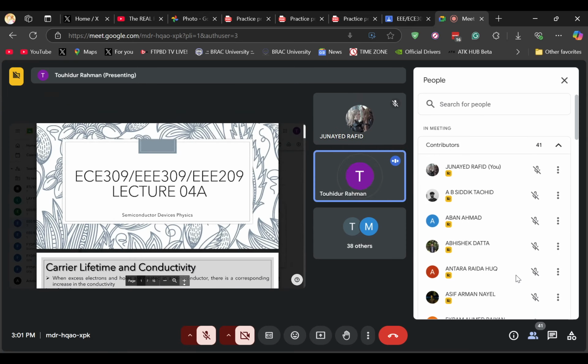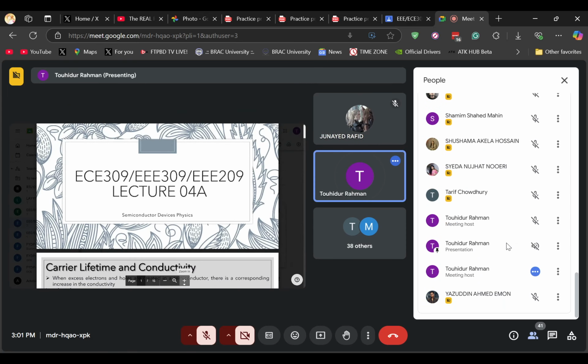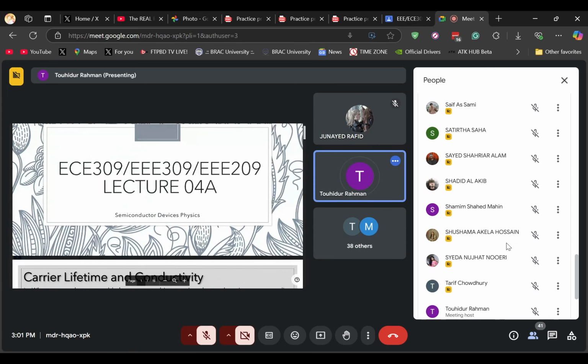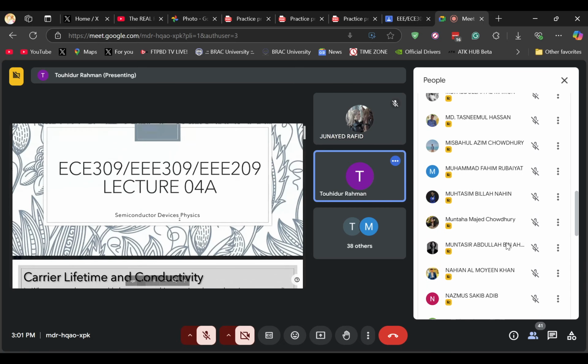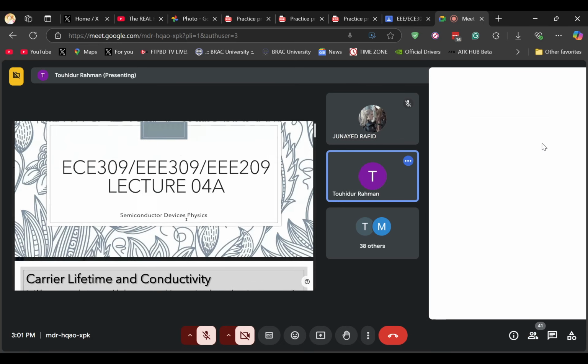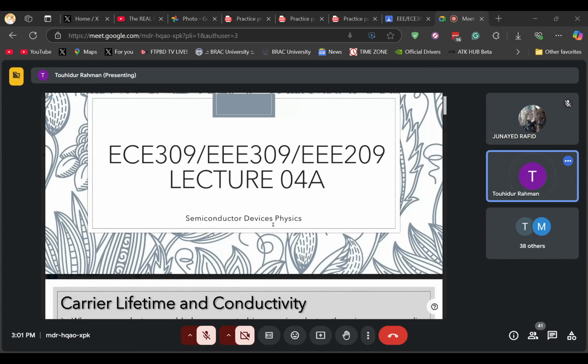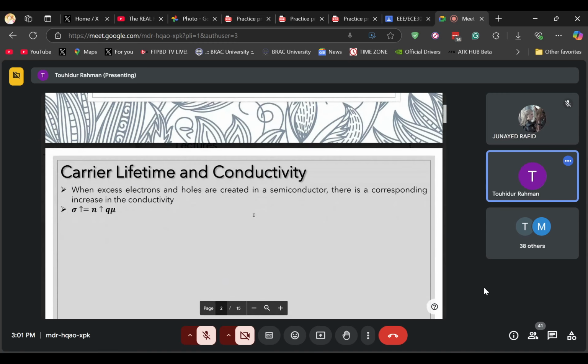So we are going to discuss lecture 4, starting with 4a. In this set of slides, we are going to discuss a very important concept, which is called recombination and diffusion. These are the two important concepts. And recombination, the carrier lifetime is related with recombination.